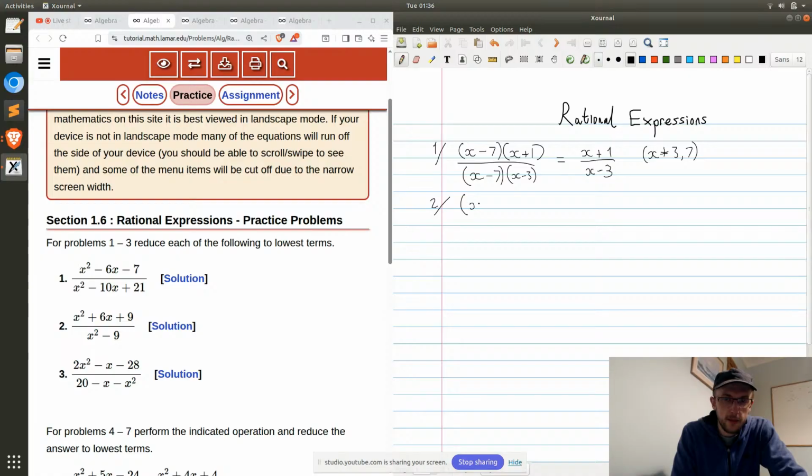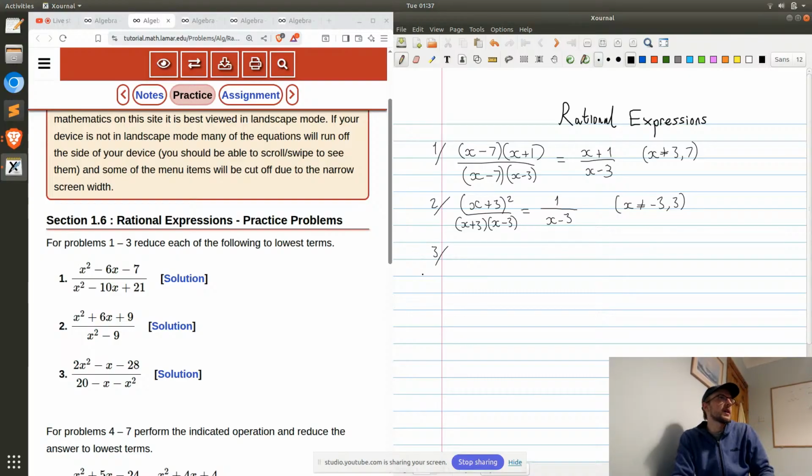Here, we notice x plus 3 squared on the numerator and x plus 3 times x minus 3 on the denominator. Cancelling out the x plus 3, we obtain the following, and x may not be negative 3 or 3. Those are what were they called? Excluded points, something like that.